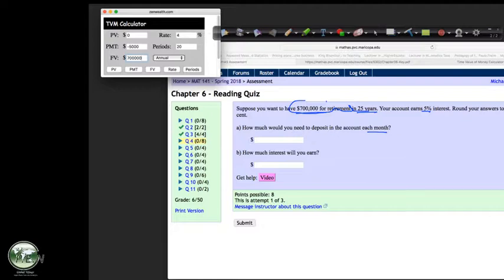Okay. How much money do we have to start with? It doesn't say, does it? So it must be zero. So this is one of those things where present value is zero. What's our interest rate?